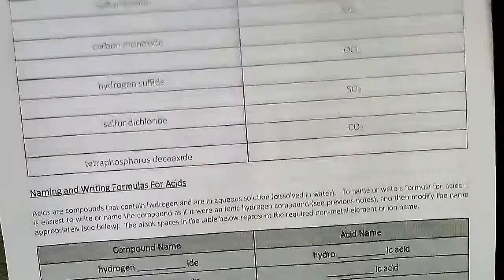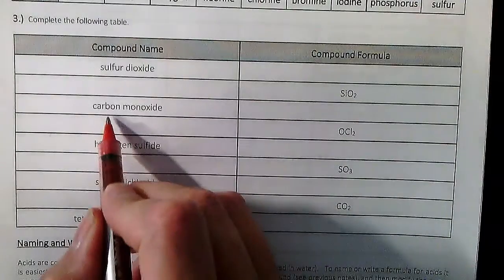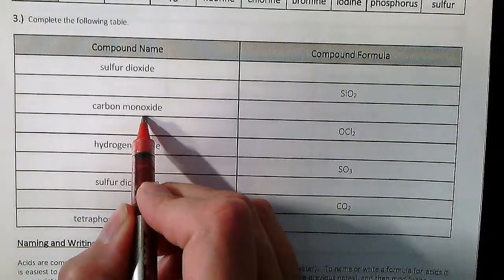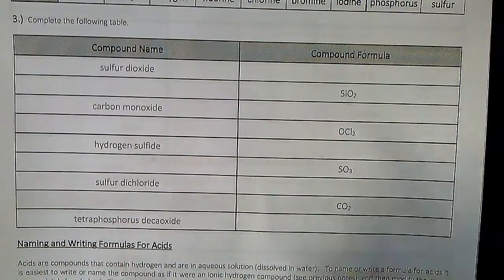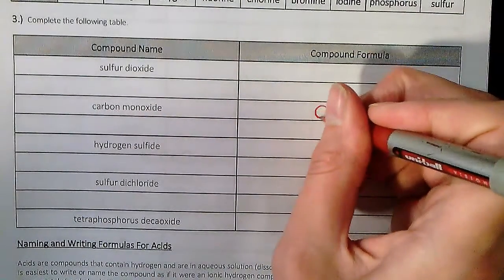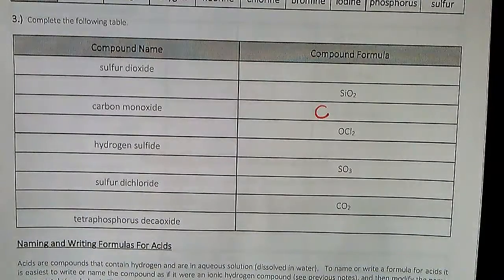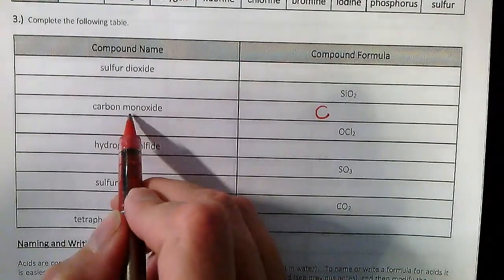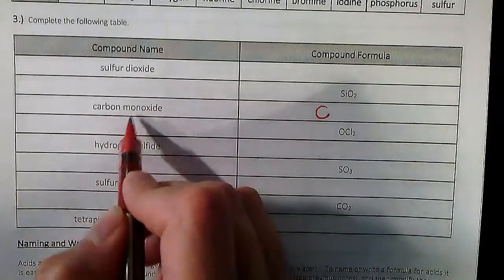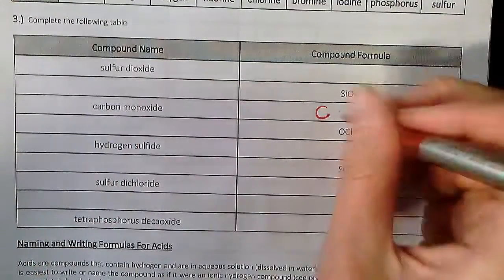All right, so let's look at some naming practice. So we have carbon monoxide. Okay, so there's no prefix on carbon. That tells me that there's 1 of it. And we have monoxide. This means there's 1 oxygen.